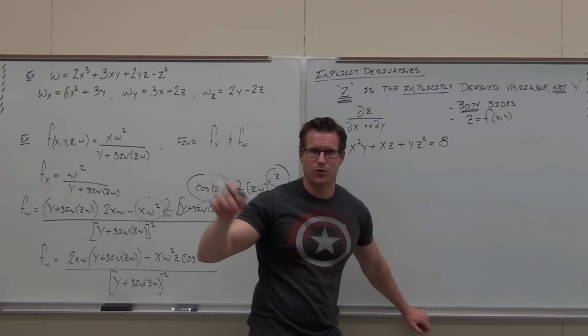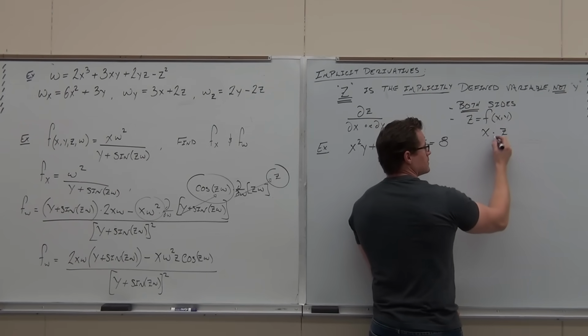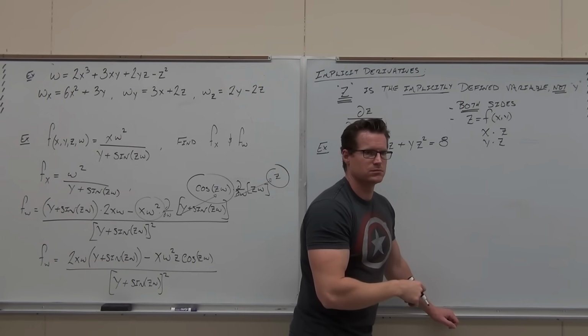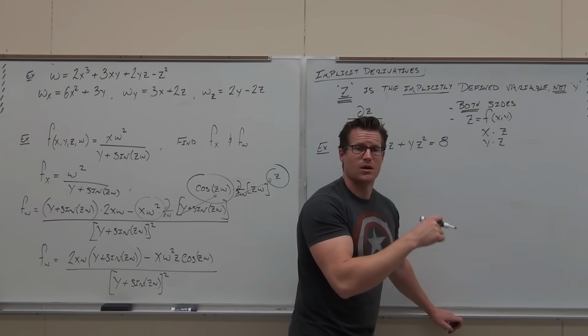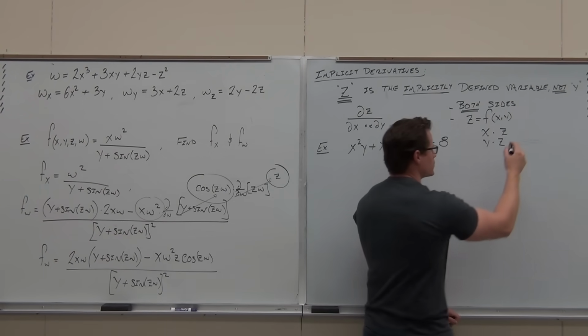Second, to make it simple for you, if you ever have x times z or y times z, product rule. Every time. Does that make sense? X times y? No, they're both independent. But x times z, y times z, any independent variable times a dependent variable, you need a product rule.